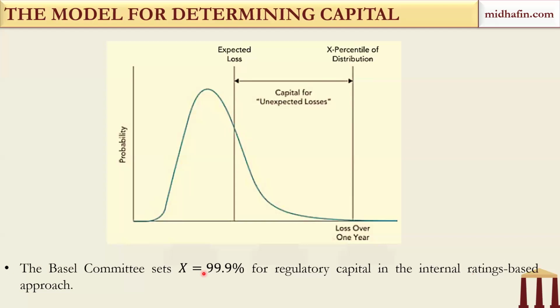Okay. So only 0.1% of the time, or only once in 1000 times, the loss will actually exceed an amount which is not covered by the capital. But 999 out of 1000 times, it will be covered. That is the idea of this 99.9%.